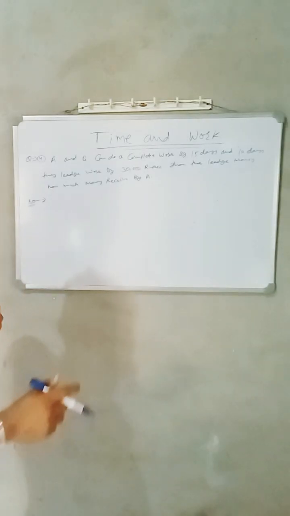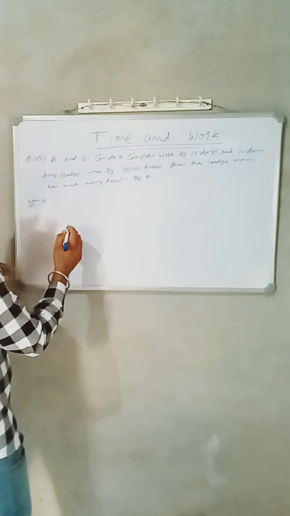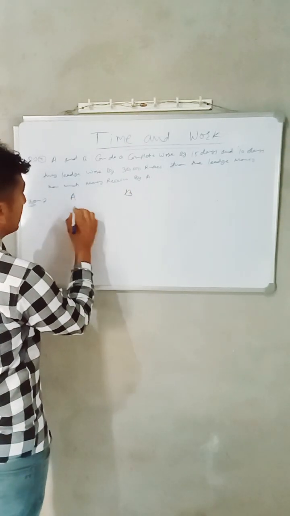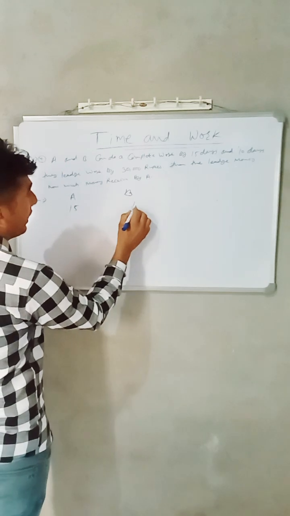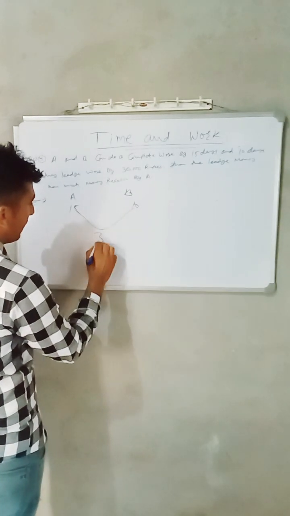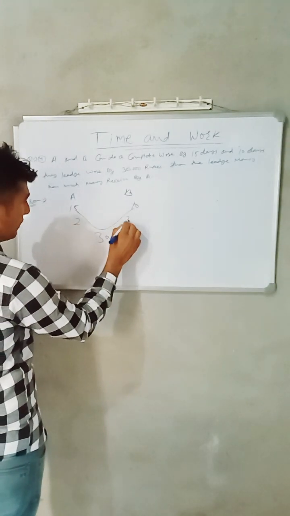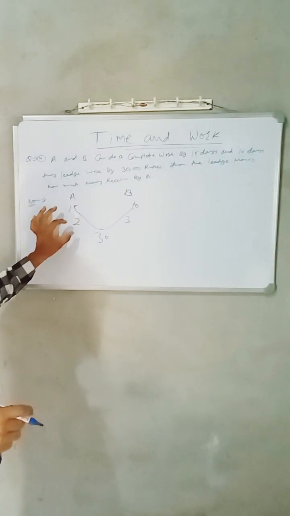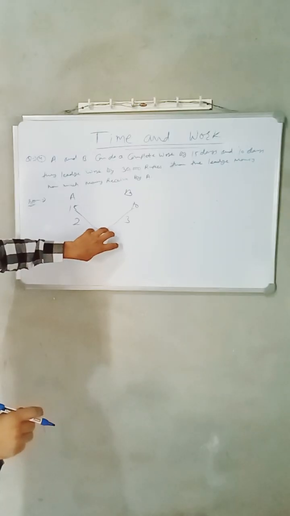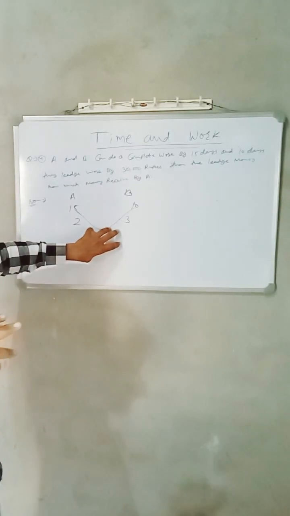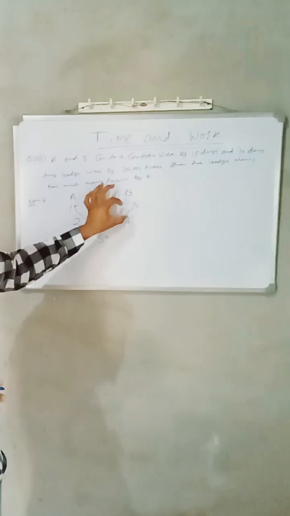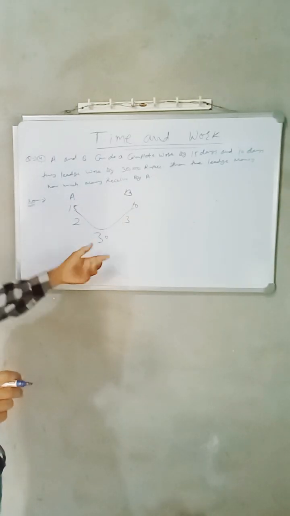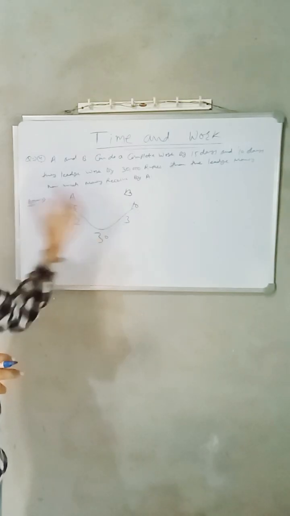Okay guys, so now firstly we take the LCM of A and B. 15, 10, LCM 30. A completes 2 parts in 1 day, so the total work of 30 parts is done in 15 days. B completes 3 parts in 1 day, so the total work of 30 parts is done in 10 days.